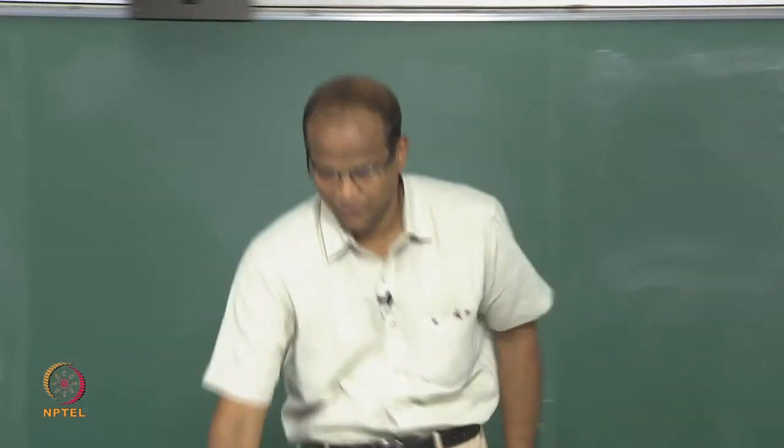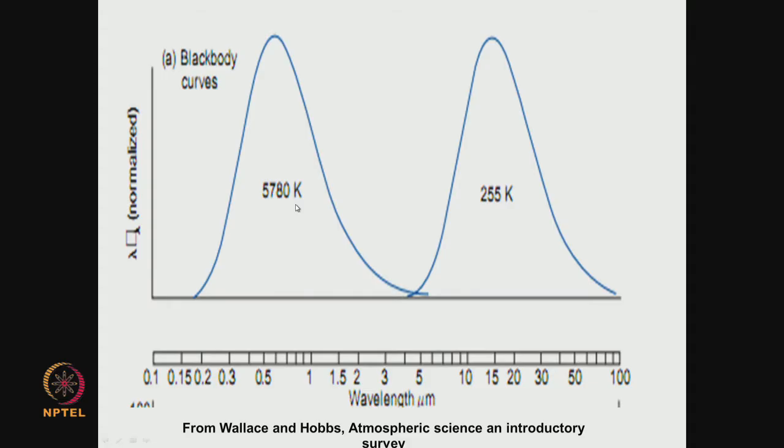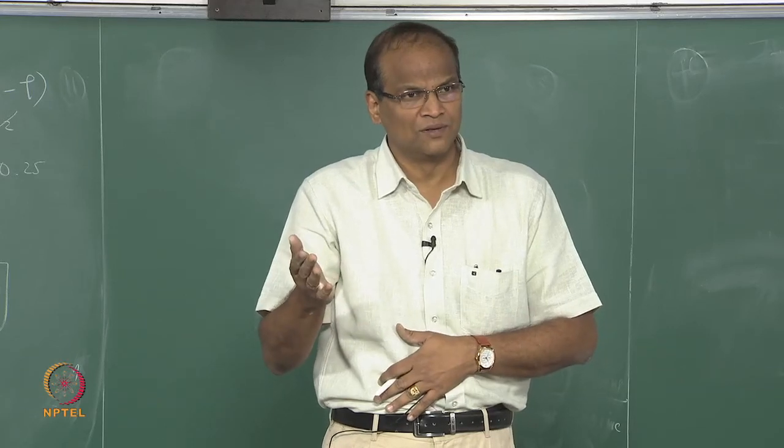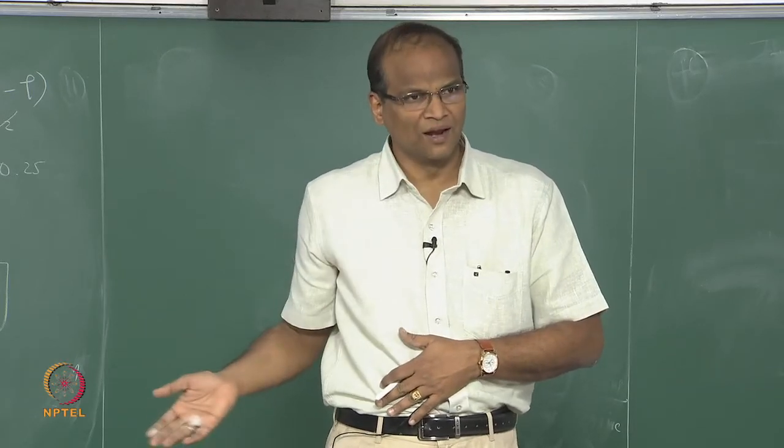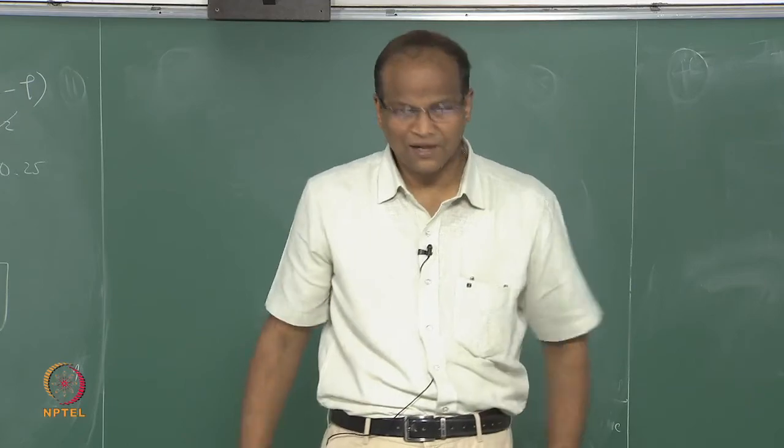Okay, so these are the black body radiation curves. This is from the great book by Wallace and Hobbs. Much of my material is taken from that book, Atmospheric Science: An Introductory Survey. So you see Planck's black body distributions drawn side by side. The units have been normalized, because the curve for 255 Kelvin cannot be that big. That should be a big mountain and this should be a hillock, right? But we have adjusted that.